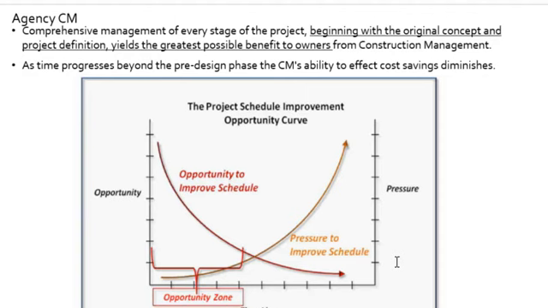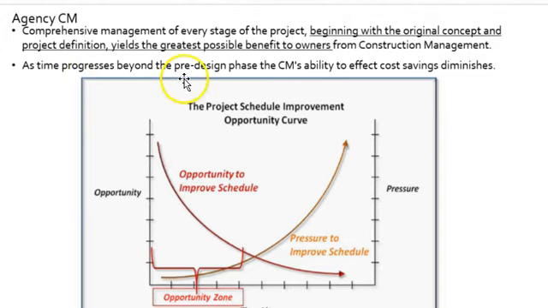This is a common diagram. This one's a little different from others that I've seen. Here it's inserted specifically about agency CMs, but it really pertains to the whole project, or pertains to the project in a bigger manner, I should say. So comprehensive management of every stage of the project, beginning with the original concept and project definition. So that's where it all starts, with the concept and the definition, yields the greatest possible benefits to owners from construction management. So the sooner that CM is involved, the more influential and the more beneficial they could be.